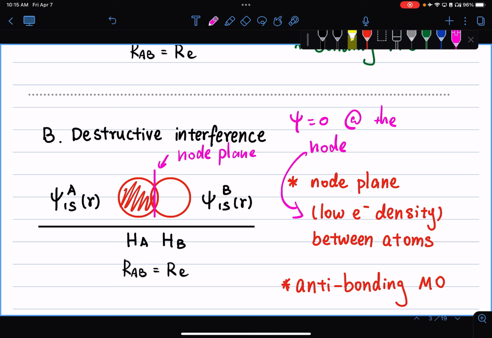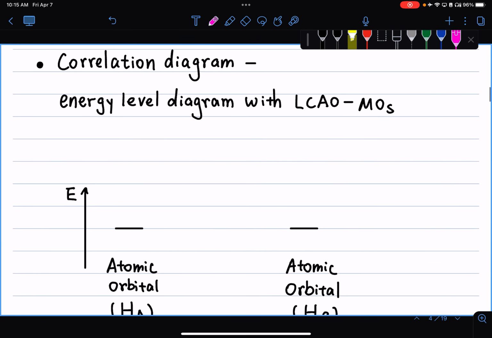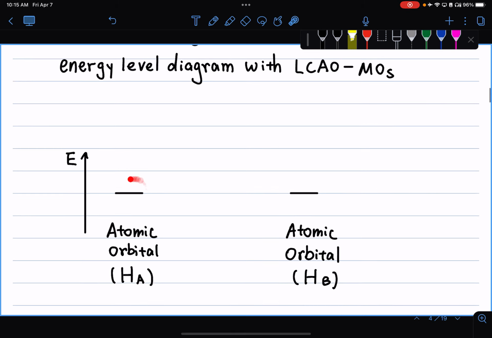The MO theory tells us a little bit more about the energy of a chemical bond. So if we look at the correlation diagram, or the energy level diagram, with the LCAO MO, what we have, again, is we start from atomic orbitals of hydrogen. So these atomic orbitals all have the spherical shape. For a single atom, we don't care if it's shaded or not shaded, it can be either way.